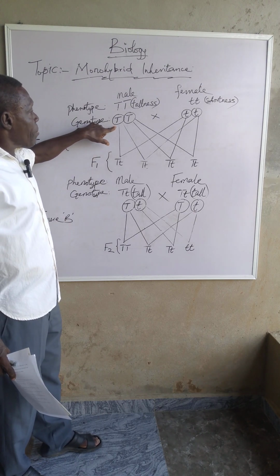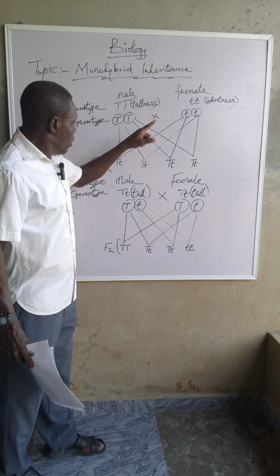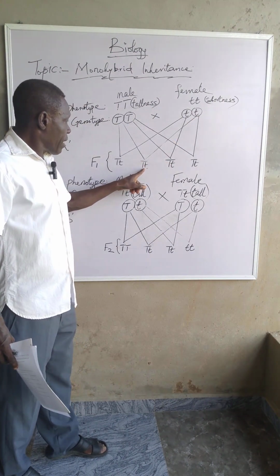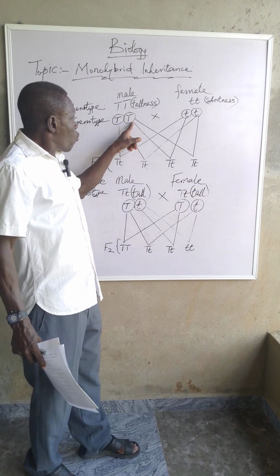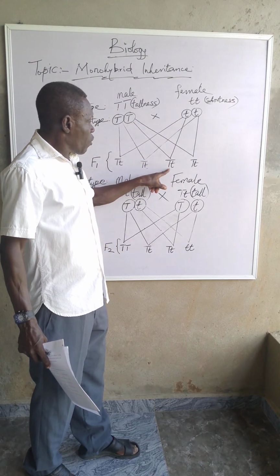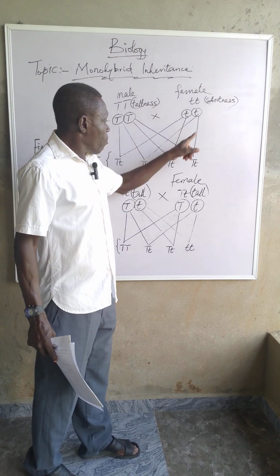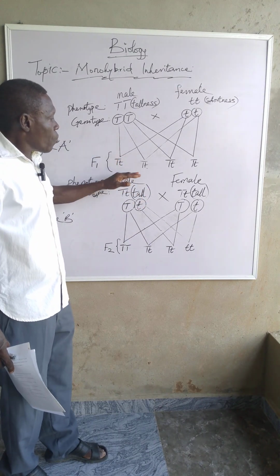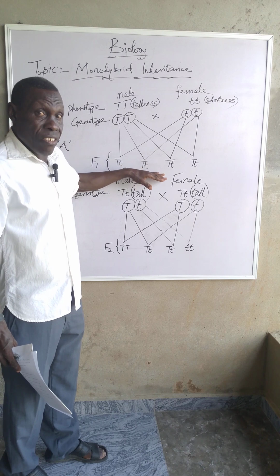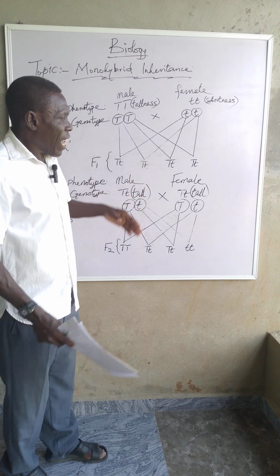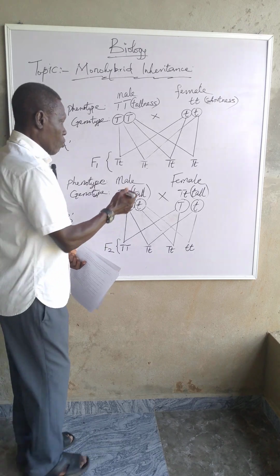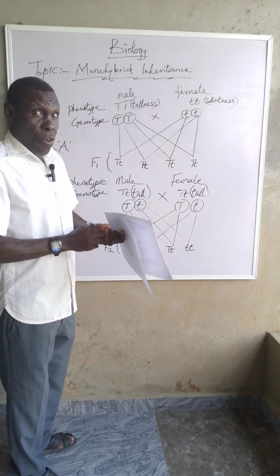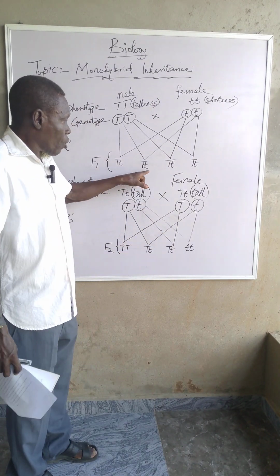Now, when this gamete meets this gamete, it will have capital T, small t. When this same gamete meets this one, it will have capital T, small t. Then this also will meet this, giving capital T, small t. This again will meet this, giving capital T, small t. You can see that the capital T is dominating. So, though they are heterozygous, having a contrasting gene, the phenotype, that is the physical appearance of them, are all tall, but they are all carriers of this short gene.